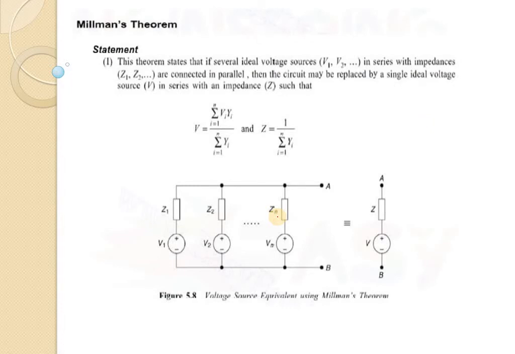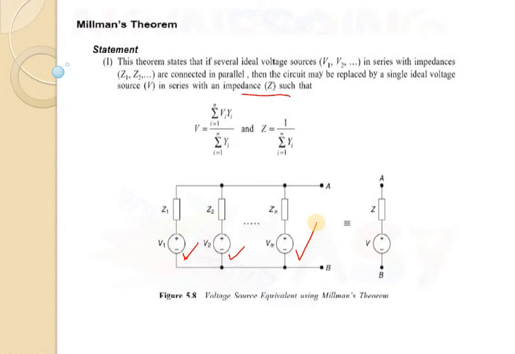Now let us consider the statement. This theorem states that if several ideal voltage sources V1, V2, V3 and so on, in series with impedances Z1, Z2 up to Zn, are connected in parallel, then the circuit may be replaced by a single ideal voltage source V in series with an impedance Z. Suppose we have voltage sources V1, V2 up to Vn, connected with impedances in series, Z1, Z2, Zn.